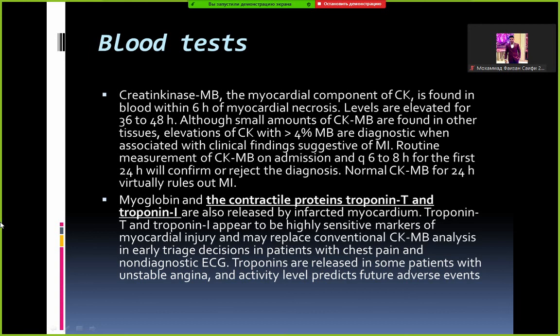Troponin T and troponin I appear to be highly sensitive markers of myocardial injury and may replace other biochemical biomarkers. Troponins are released in some patients with unstable angina, and activity level predicts further adverse events.